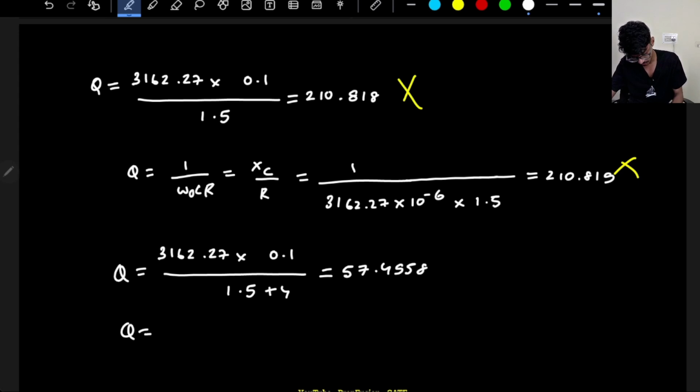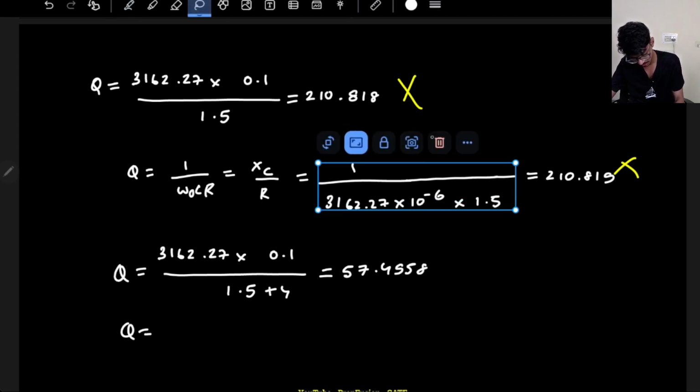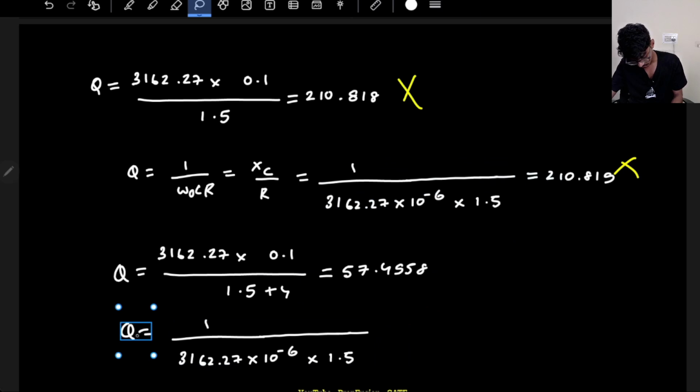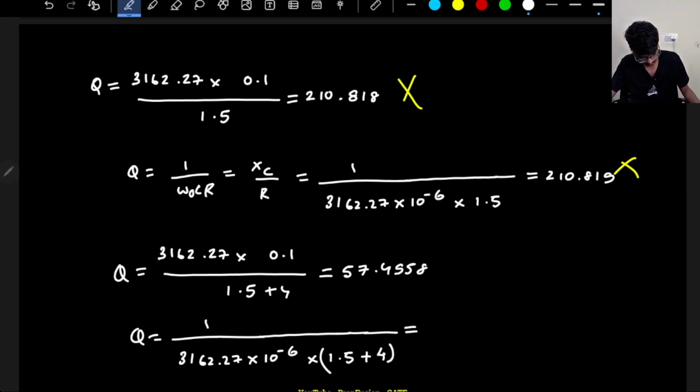We can again verify. So this will be again the same thing, except that in the bottom I will have a 4 ohm resistor. So this will be 3162.27 into 5.5 whole inverse into 10 raised to power 6. So this will be 57.496. Okay, these two are almost the same. So just be careful about the mistakes, don't make the mistakes. Let's move on to the next question.